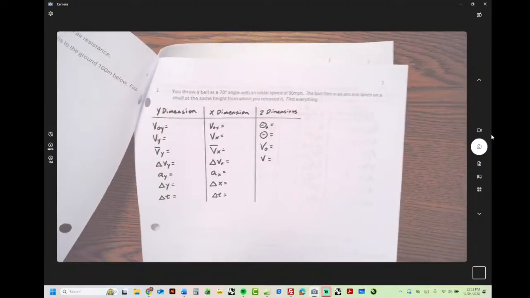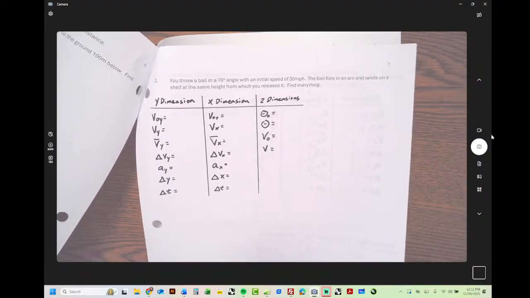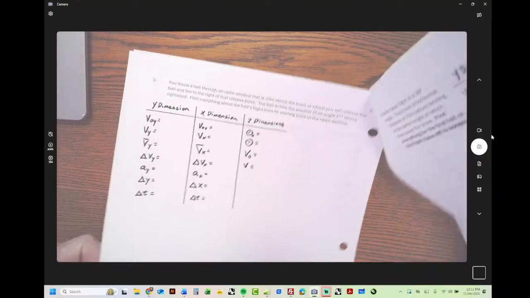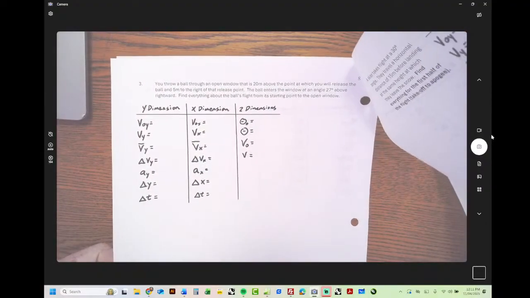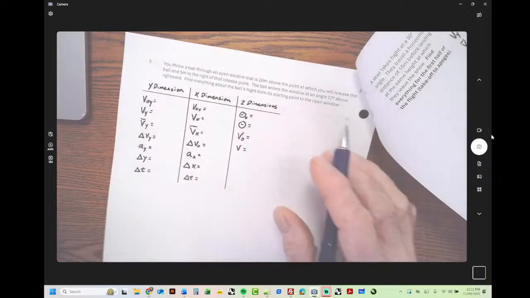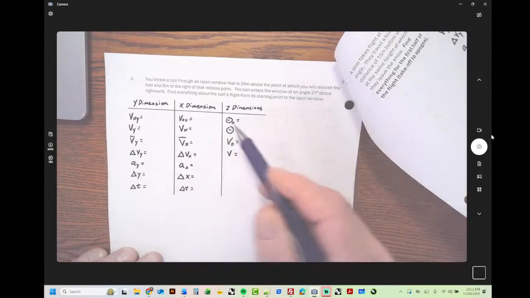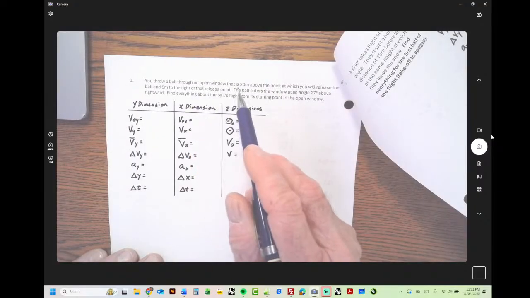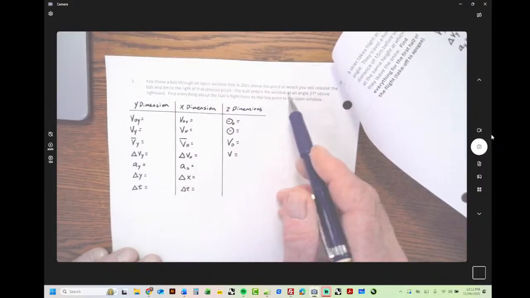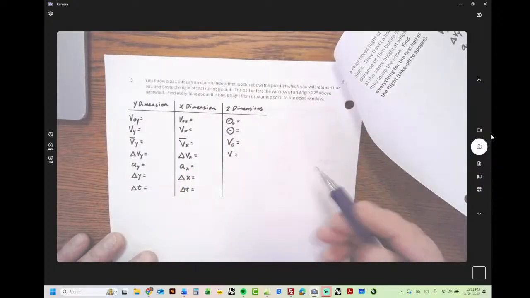So flipping forward, this is kind of what I'm going to want you to do for projectile problems in the beginning. It looks like a lot of stuff, but it's a little less than it looks like, and it is a lot. So there are 3 different kinds of projectile problems we're going to be doing, and you're going to be doing these with real projectiles. So for example, this says you throw a ball through an open window 20 meters above the point at which you release the ball, 5 meters to the right.